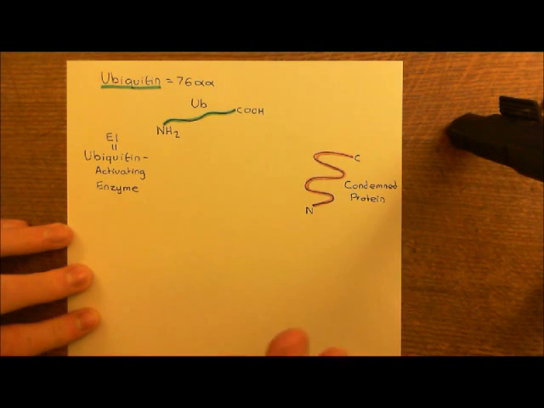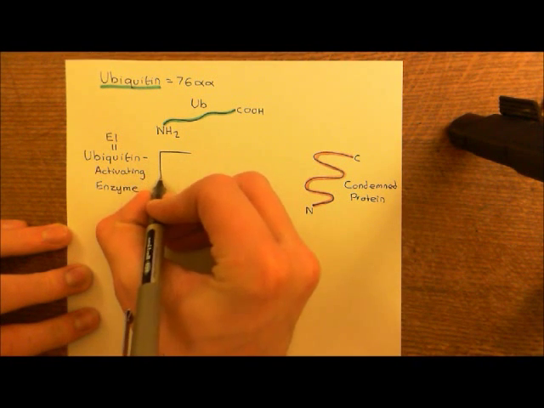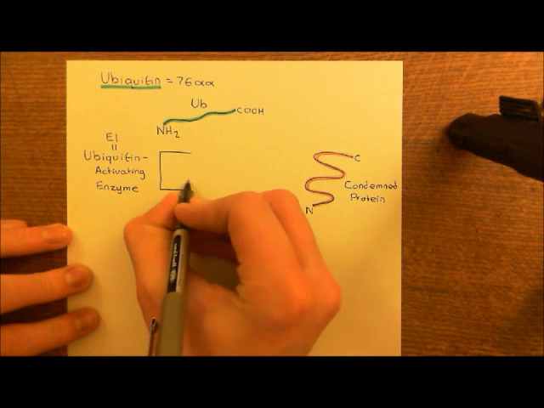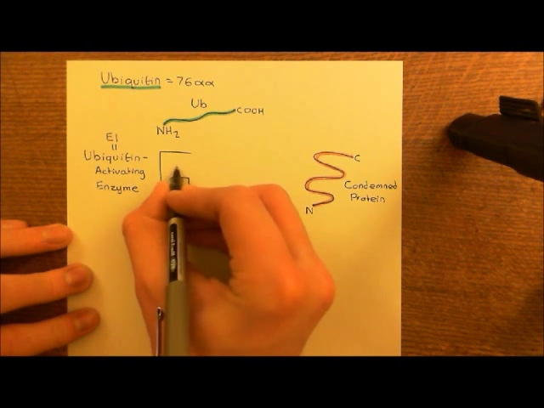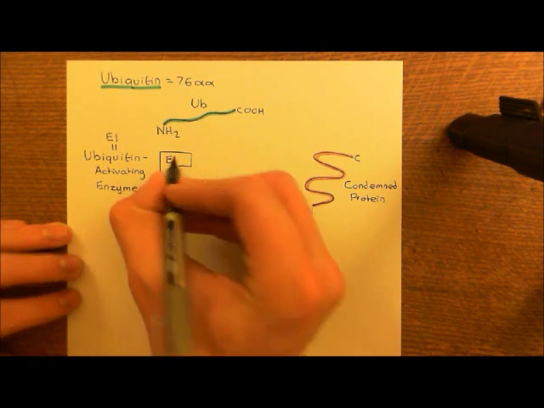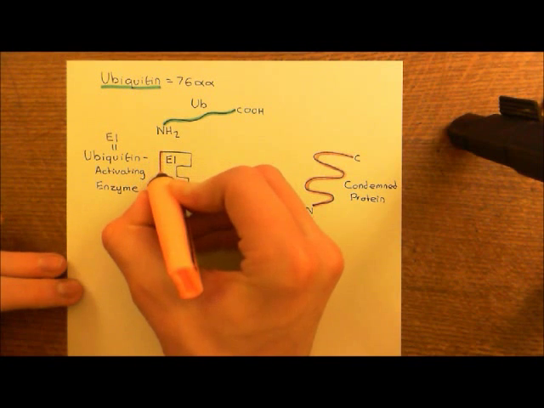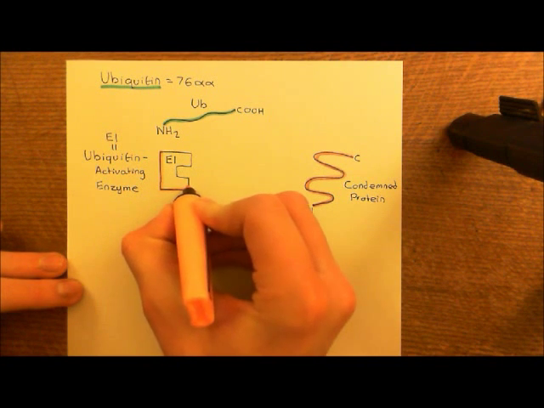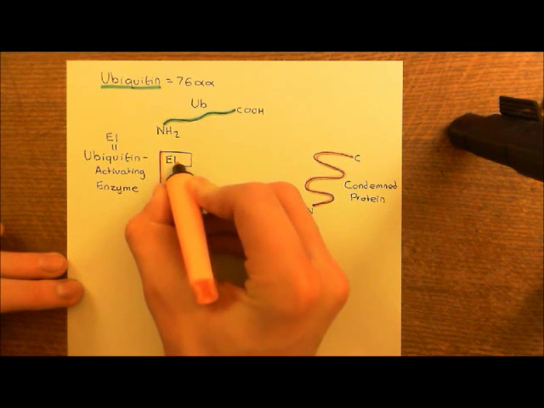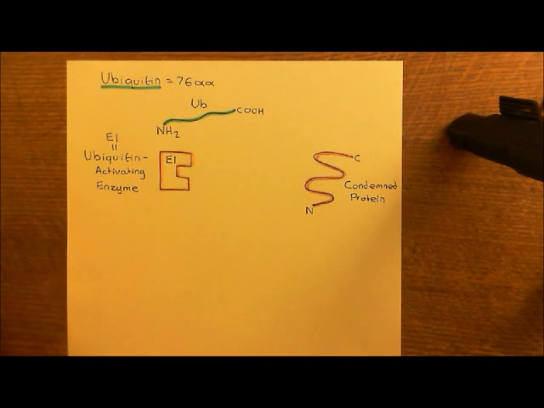Okay, and this is going to be different for E2 and E3. E2 and E3 we're going to have loads of different types, but for E1 there is only one enzyme. Okay, so when I say E1, that means a specific protein within the human cell. Okay, so here it is, the ubiquitin activating enzyme. Okay, so I'll colour it in orange here. And the first step is going to be to attach the ubiquitin protein onto the E1 protein here.